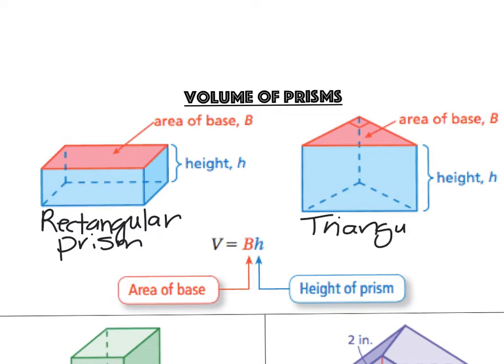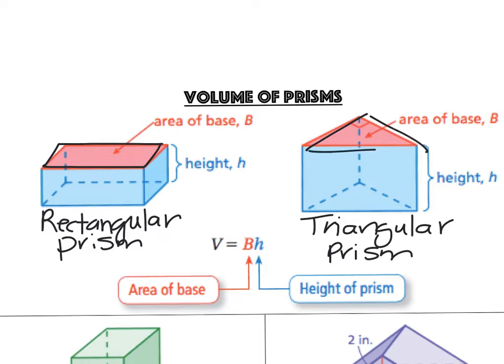And you can tell the difference because the base of the first one is a rectangle. As you can see, I colored it red. And the base of the second one is a triangle, okay? And you see the little 90-degree angle.